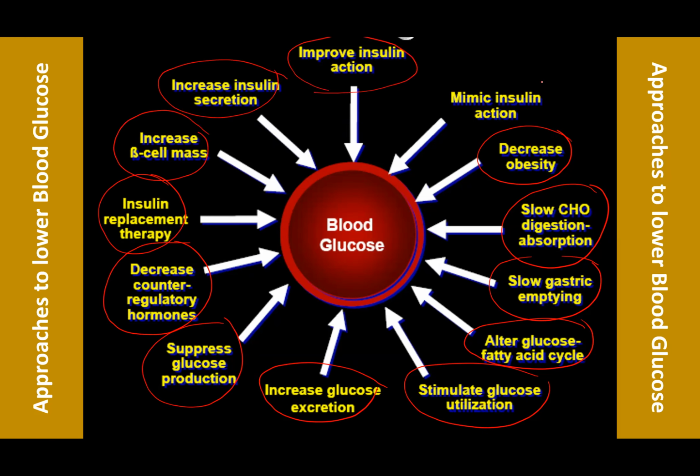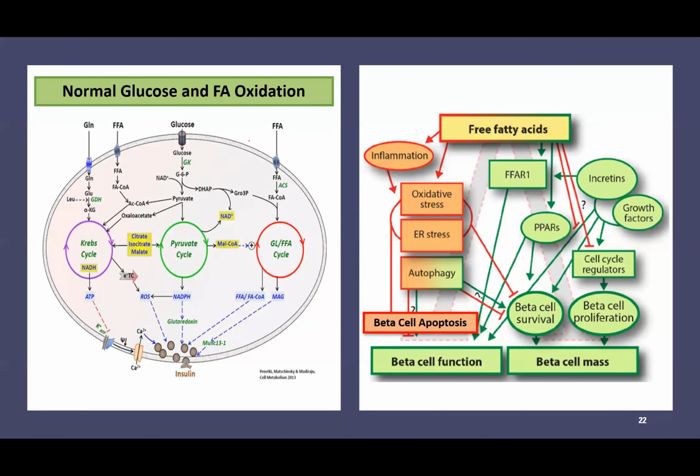These are several ways you can address the glucose. Normally, we are targeting one or two. One is used, and then another is also used, and then another. But every mechanism can be tried to bring the blood glucose into control. These are approaches to lower the blood glucose.